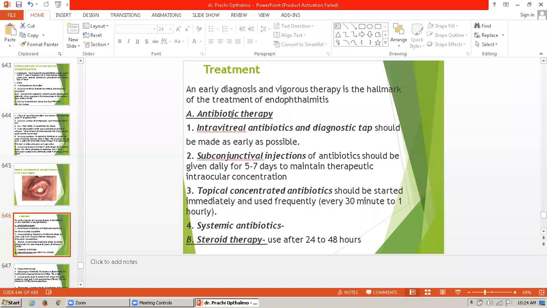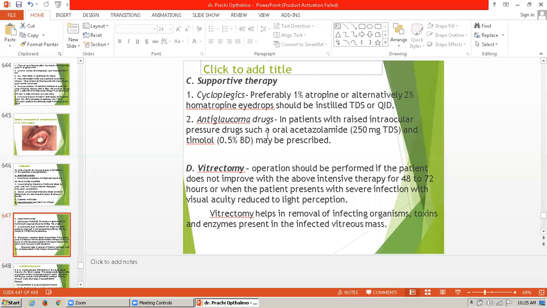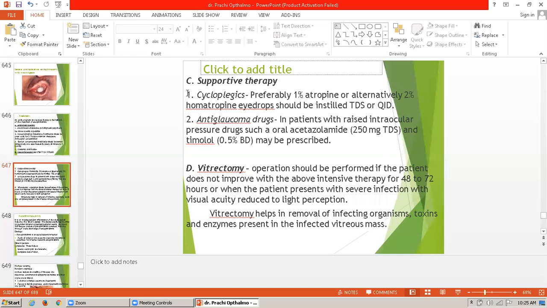So early diagnosis and vigorous therapy is the hallmark in the treatment of endophthalmitis. In that, we can use antibiotic therapy and steroid therapy. In the antibiotics, there are intravitreal antibiotics and a diagnostic tap, subconjunctival injections, third topical concentrated antibiotics, and systemic antibiotics, and steroid therapy, which is used after 24 to 48 hours.